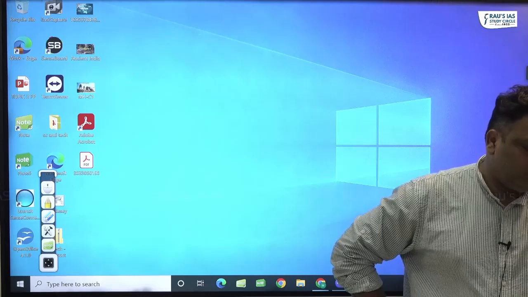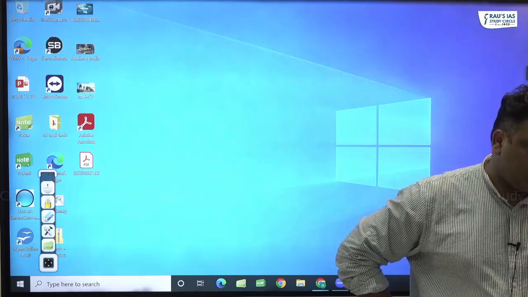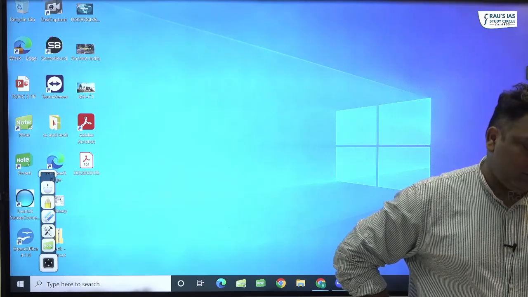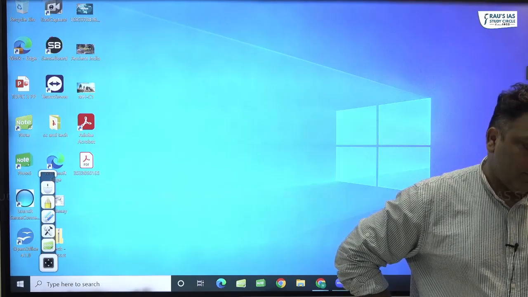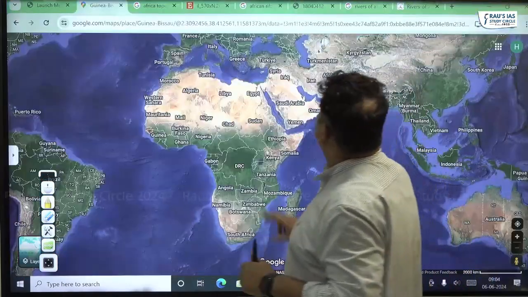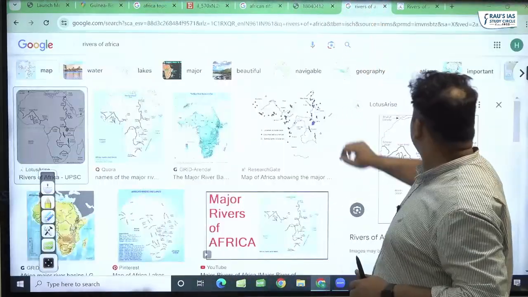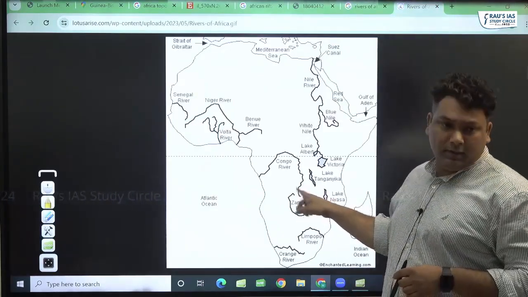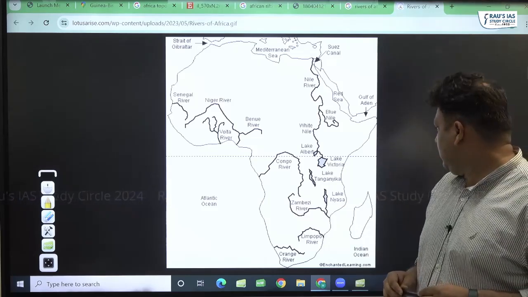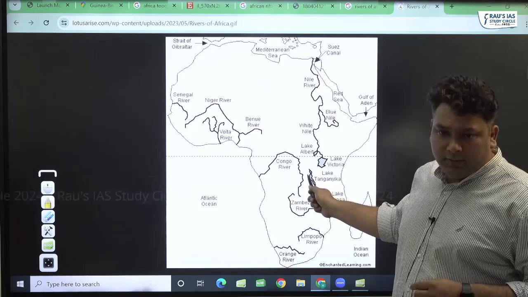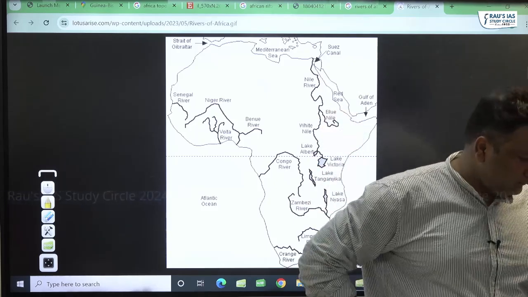Origin. One of the origins is Lake Tanganyika. You can see in the map here. It has one branch here also. That's why one of the lakes is Lake Tanganyika.